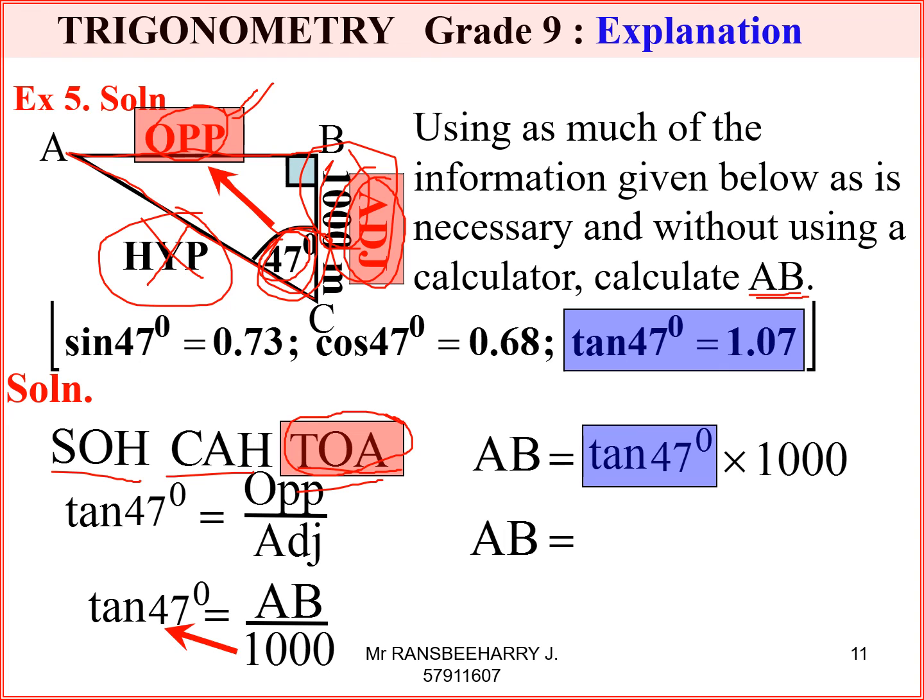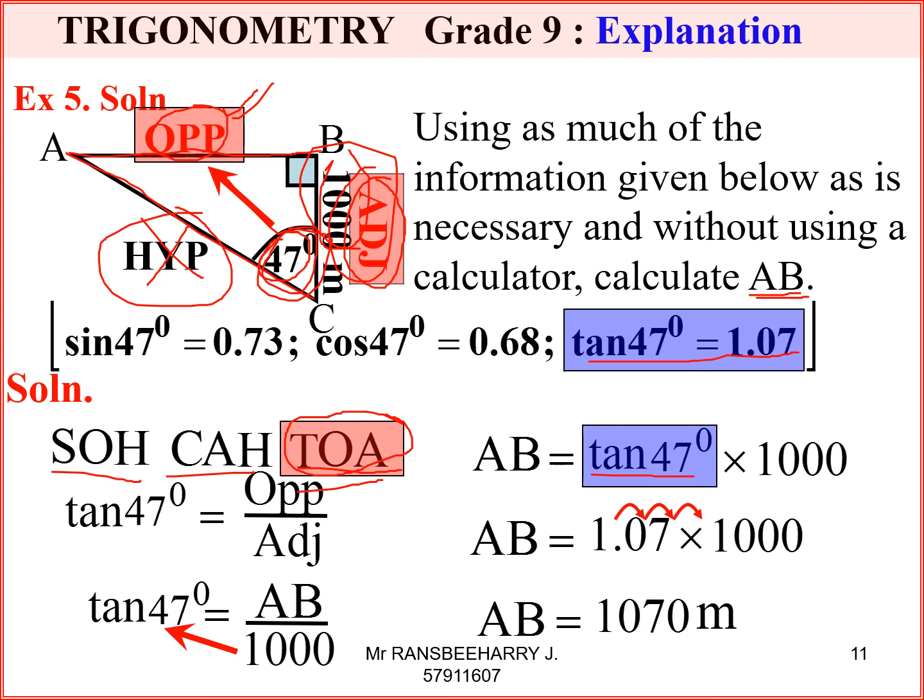Now tan 47, we do not have a calculator. The value is given in braces. So tan 47 is 1.07, times 1000. When we multiply by 1000, the decimal point moves forward by 3 places. So for AB, we obtain 1070 meters.